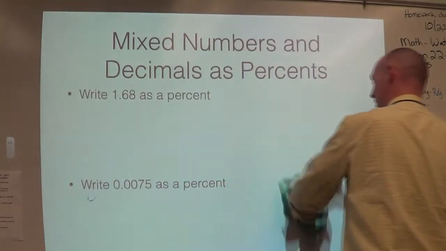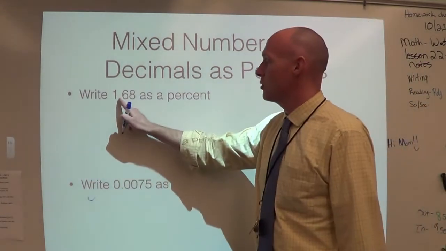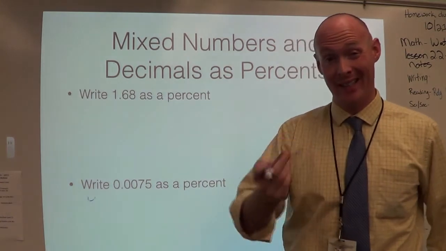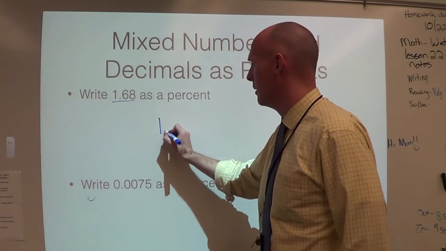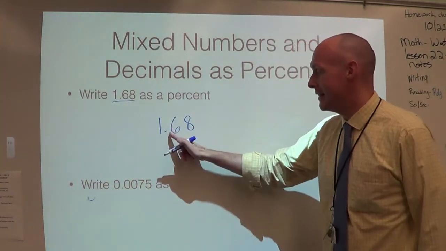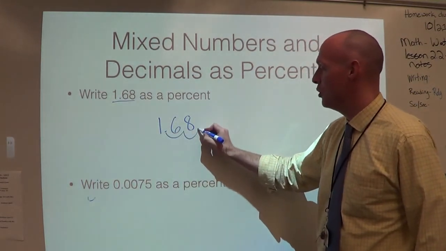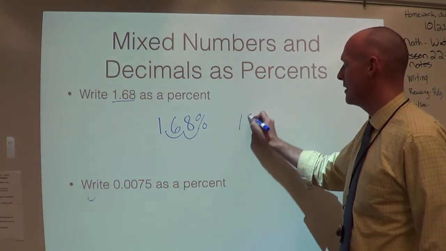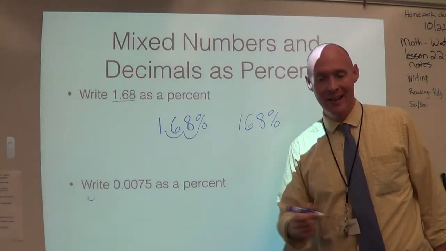This time we have a decimal. What we have to do is we have to turn it into a percent. So it says write 1.68 or 1 68 as a percent. I'm just going to rewrite my number. Now if you remember, when you would create a percent, you want that decimal point to run and create the percent. So I'm going to move it 1, 2 spaces, and that'll be my new percent. So I have 168%. Perfect.